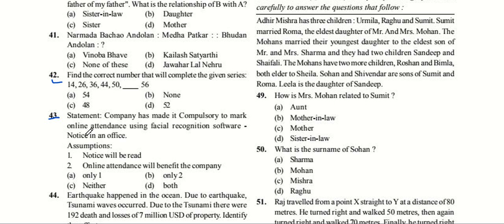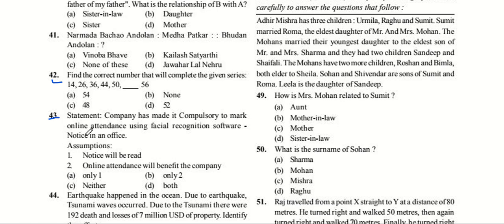The second assumption is: online attendance will benefit the company. Is it true? If this did not benefit the company, then what does it mean to apply this online attendance? Are you getting my point? So suppose there is only one sun in the world, does this mean there is no sun, or that there is more than one sun? No. This means there is only one sun, and there is a sun in the world. So like this you have to solve the assumption.